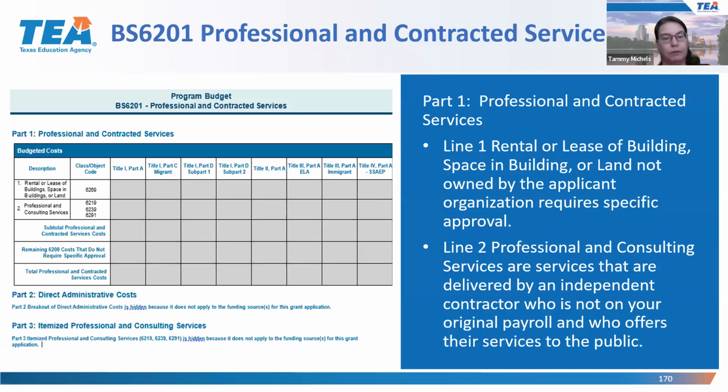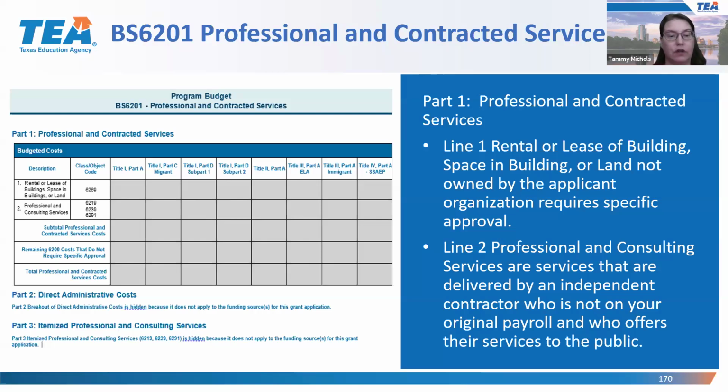The first line that requires specific approval is line 1 for rental or lease of buildings, space in buildings, or land. This does not include short-term rental of meeting space for a conference or workshop or training. It does include rent for office space for a grant-funded staff member for the full grant period.